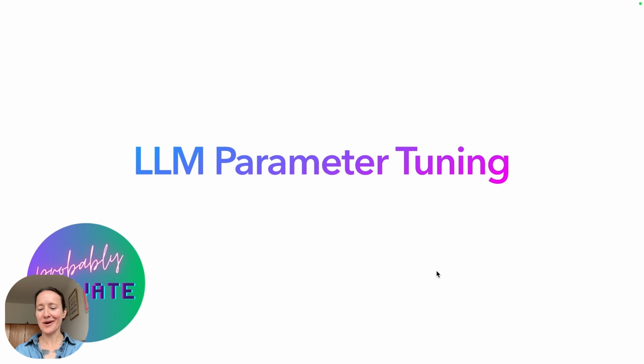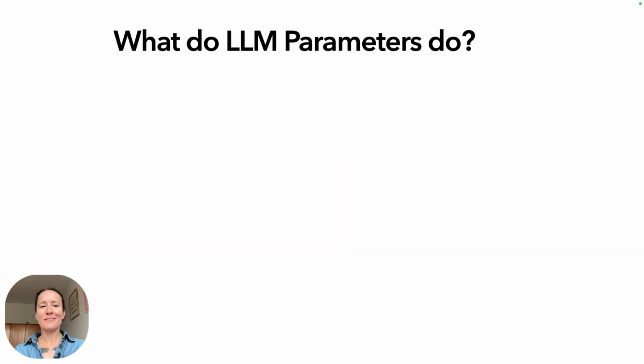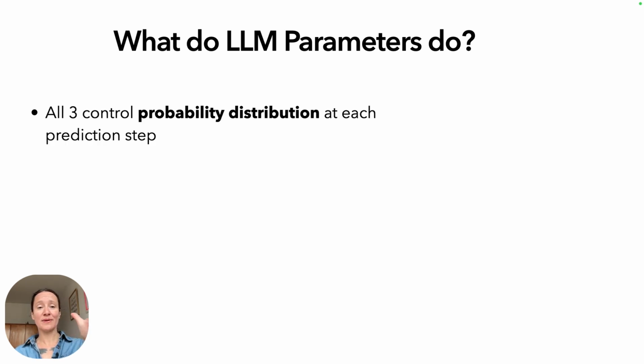Okay, let's hop right in. First, let's talk about what these exactly do, at a high level. So we're going to talk about temperature, top P and top K, and that they basically control the probability distribution at each prediction step.